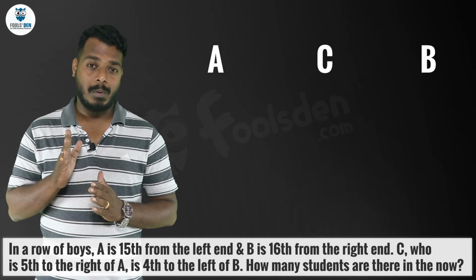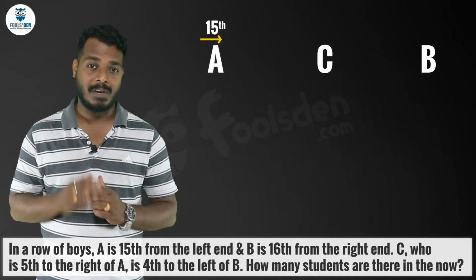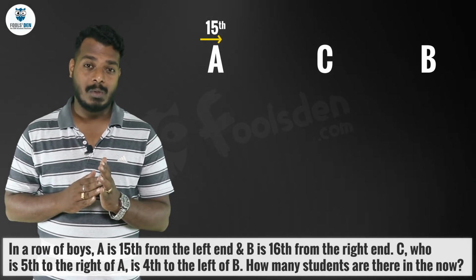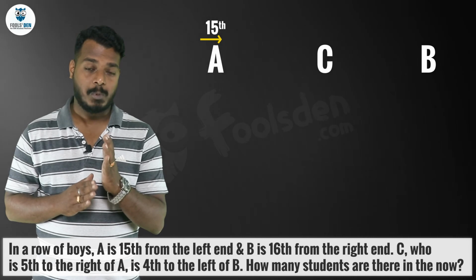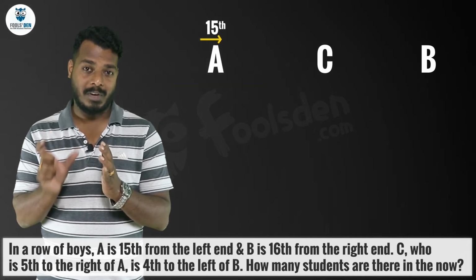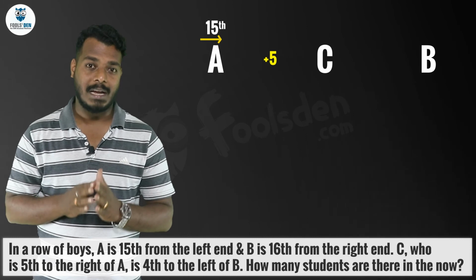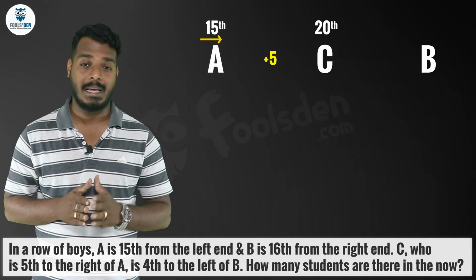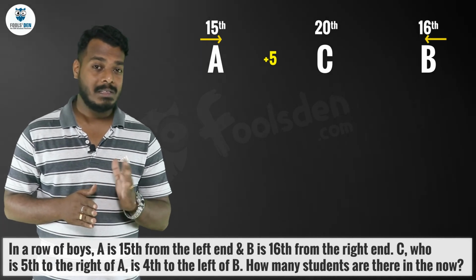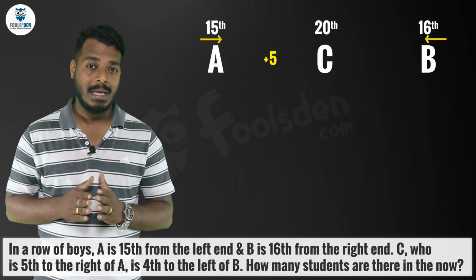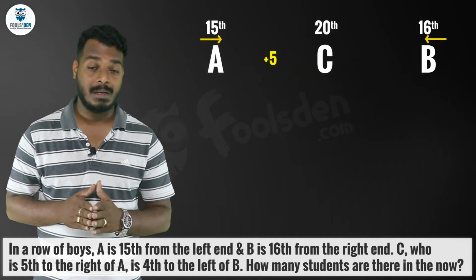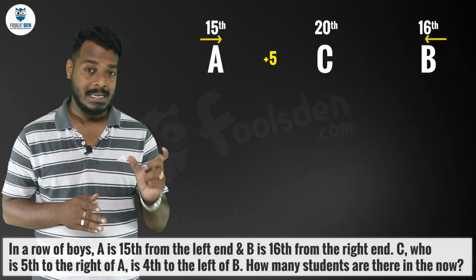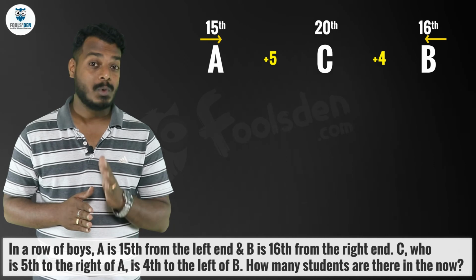See, so A's position is 15th from the left end and C is 5 places to his right. So, can we say that C's position from the left end would be 15 plus 5, that is 20. Similarly, let's try to find his position from the right end. B is 16th from the right and C is 4 places to his left. That means C's position from the right end would be 16 plus 4, that is 20 again.